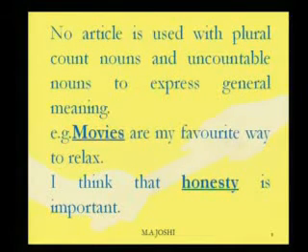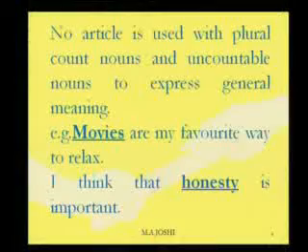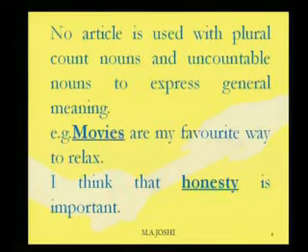No article is used with plural count nouns and uncountable nouns to express general meaning. At the same time, a or an article is not used with plural nouns. A or an article is always used with singular nouns only. I can say a movie is my favorite way to relax, but we cannot say movies are or a movies are my favorite way to relax. That is an incorrect sentence. We'll always use a or an article with singular nouns only.